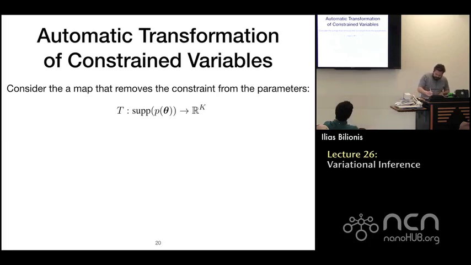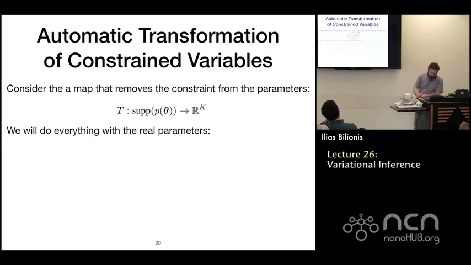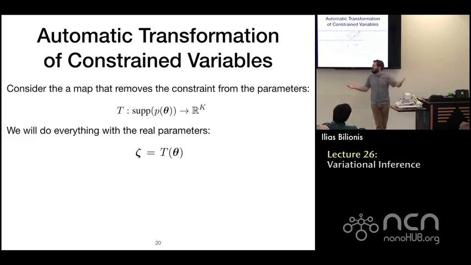The support of theta right here is just the subset of the space on which the prior has positive probability, okay? So it basically corresponds to all the values that theta can take. This is what it is. Anyway, we're going to do that with the real parameters. So what we're going to get is another variable zeta, okay? Zeta is going to be a transformed version of theta that is just real numbers. Why? Because it's just easier to deal with them.